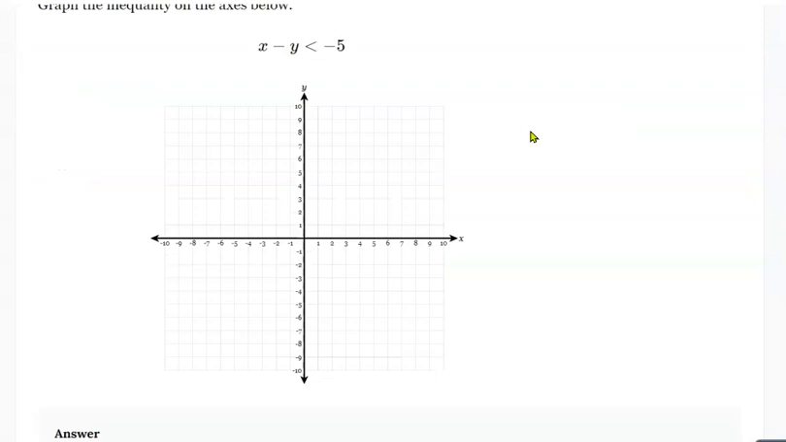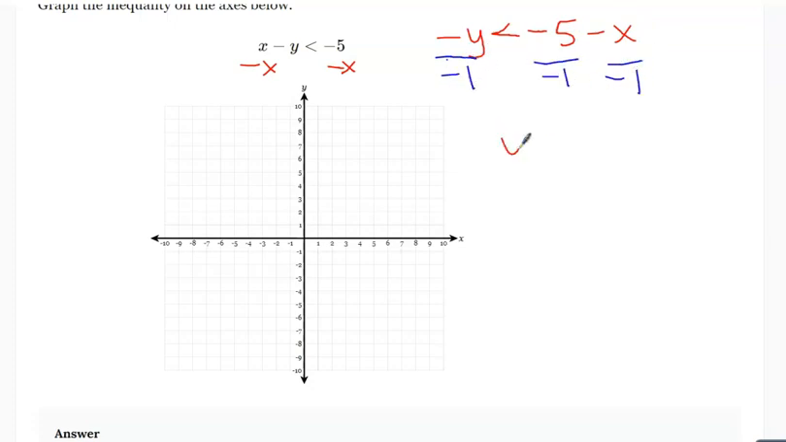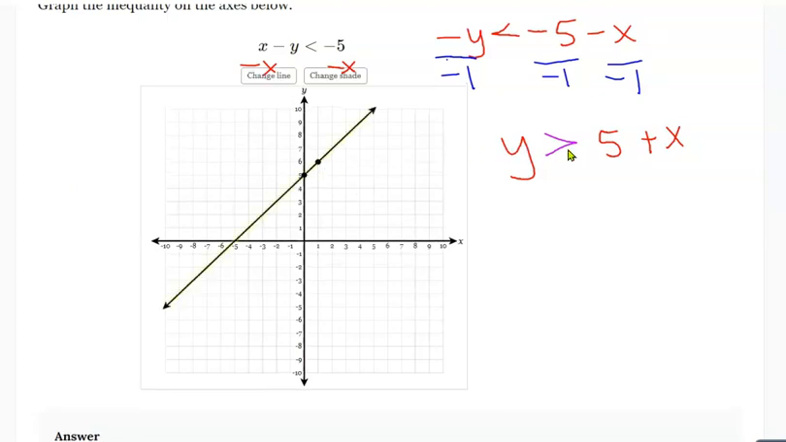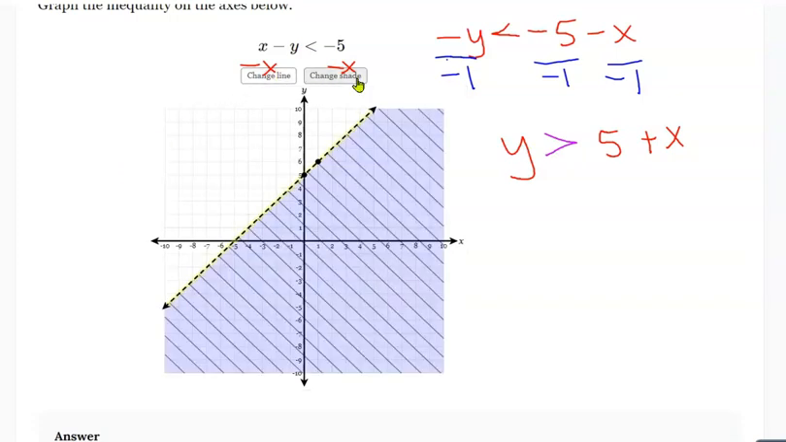One more time. The inequality must be in slope-intercept form. So I'm going to isolate my letter y by manipulating the equation here. And it doesn't matter what order I put my terms on, but it does matter that my y has to be positive. And if I divide by a negative, then that means I reverse the order of the inequality. So I'm going to graph 5 plus x, starting at 5, and rising 1, running 1. And it's a greater than sign, so that means it will be dashed, and it will be shaded above.